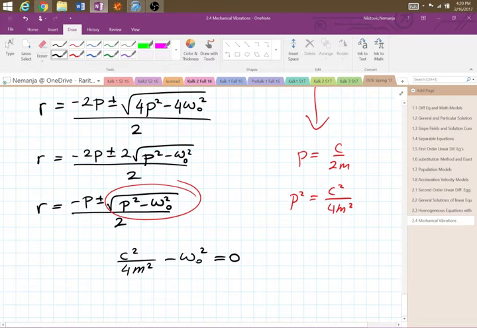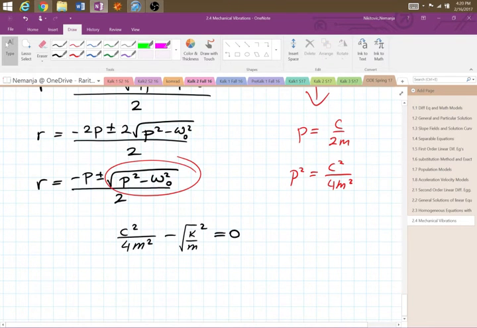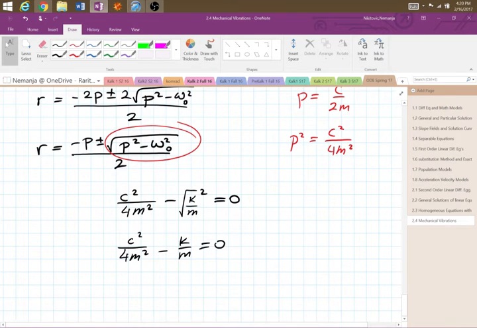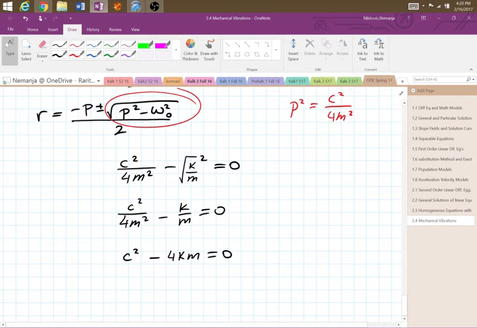But wait, omega 0 squared was k over m. So now you have c squared over 4m squared minus k over m equal to 0. And we multiply it through by 4m squared. So you get c squared minus 4km equal to 0. There we go. So this one over here is that discriminant, right?